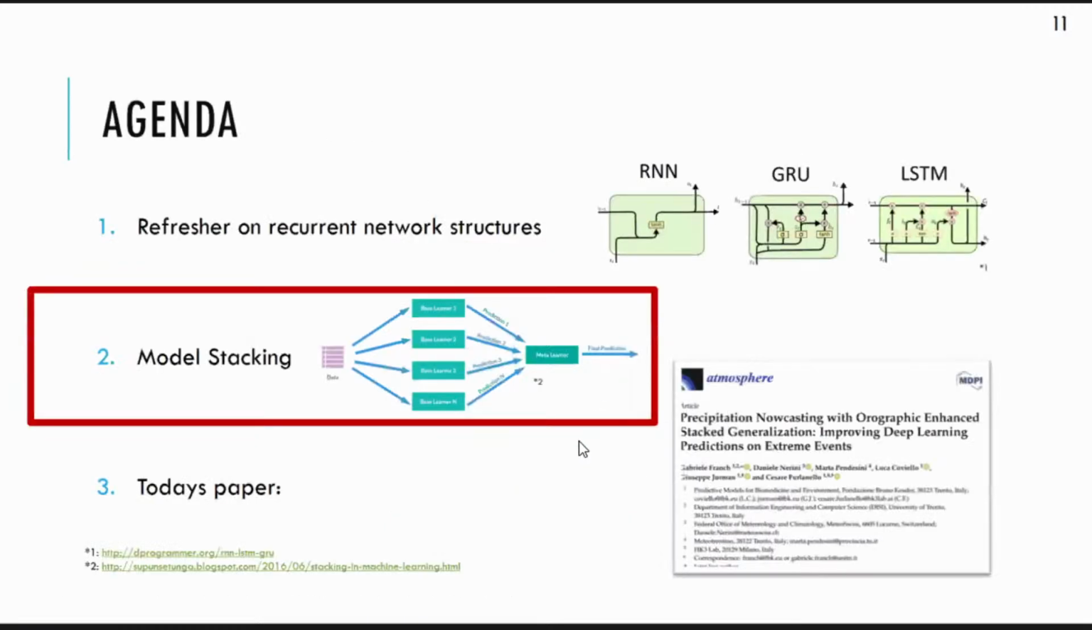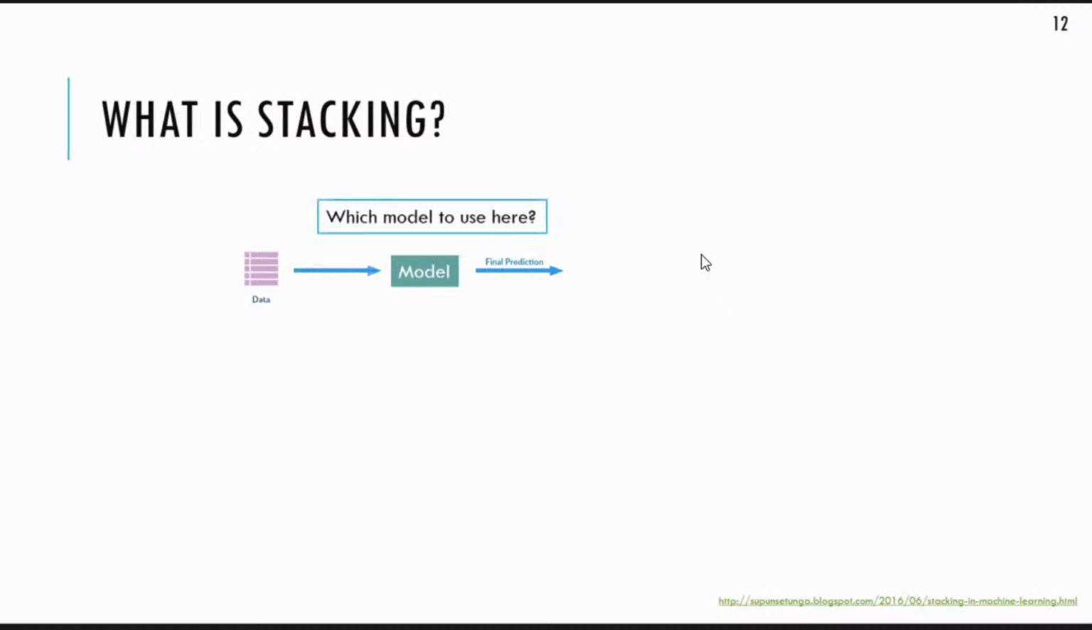So the next thing we need to understand today's paper is model stacking. And I think we have not covered this at all in the machine learning seminar yet. Maybe start without stacking first. Our usual workflow as a data science or machine learning practitioner is we have some data, we want to gain some information out of it, therefore we develop some model. The problem often is, which model should we use here? I mean, this could be anything.